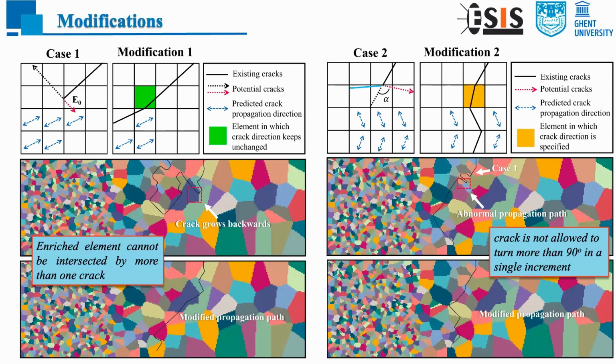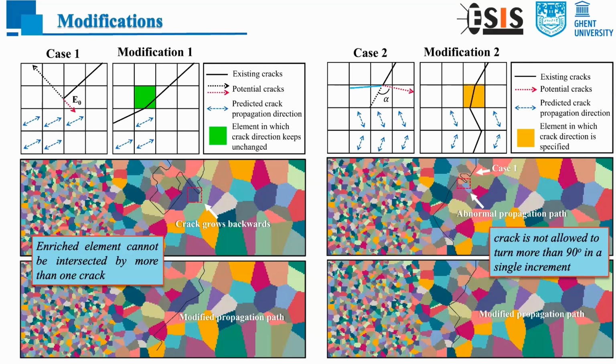So it has to propagate along the black line, which results in the wrong growth path. So for this situation, when we detect it, we will keep the propagation direction unchanged, or should I say keep it at the previous one, and then when it propagates to the other element, you will have the right path.